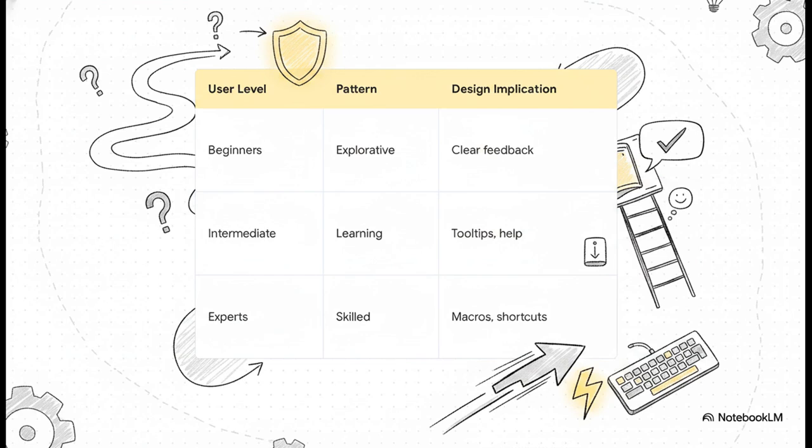And here is where theory becomes practice. These patterns dictate exactly how we design for different experience levels. Beginners are exploring, right? So we must give them safe, error-tolerant environments. Intermediates are learning, so we support them with tooltips and progressive disclosure. But your experts, they are operating on pure muscle memory. For them, you absolutely must provide accelerators like macros and keyboard shortcuts so your interface doesn't slow them down.